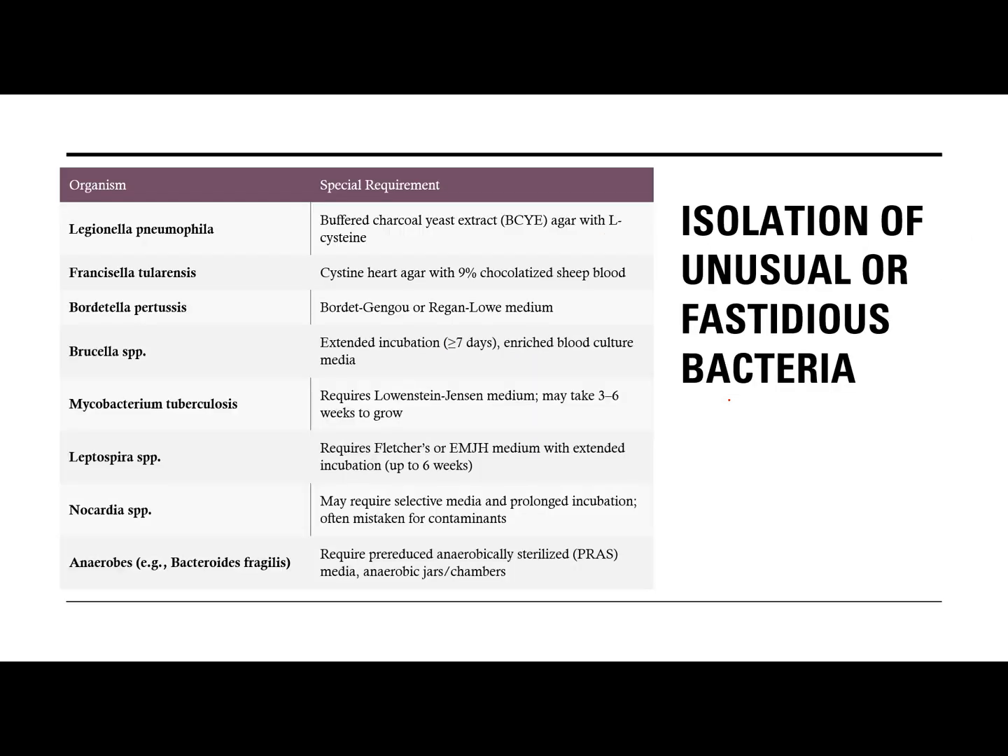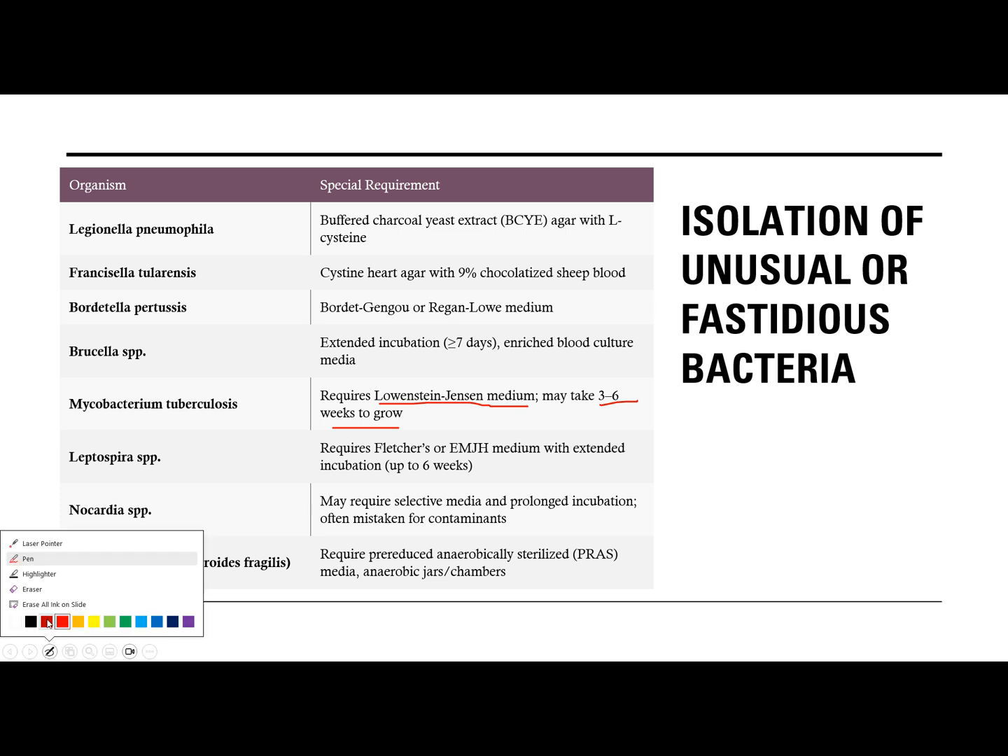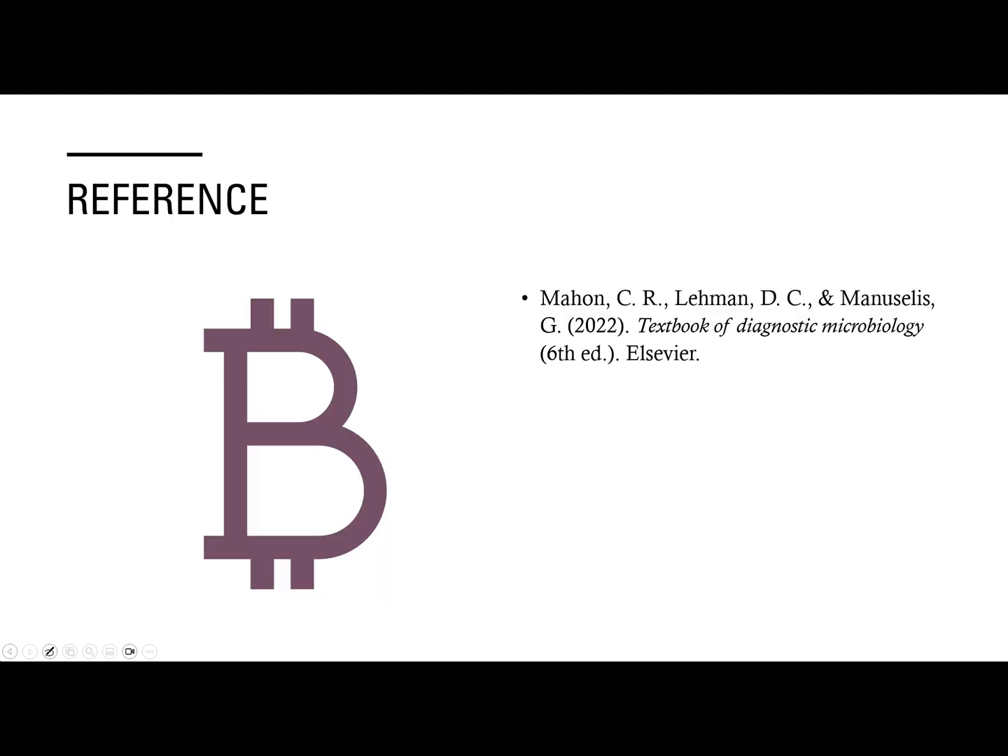Then this is the isolation of unusual or fastidious bacteria. So some bacteria class, to give you an example, Legionella pneumophila would require buffered charcoal yeast extract agar, which contains L-cysteine. So they require different media class such as your MTB, which would use LJ media. Takes 3 to 6 weeks to grow. So kindly memorize this table as well as they may come out in your quiz or exam.